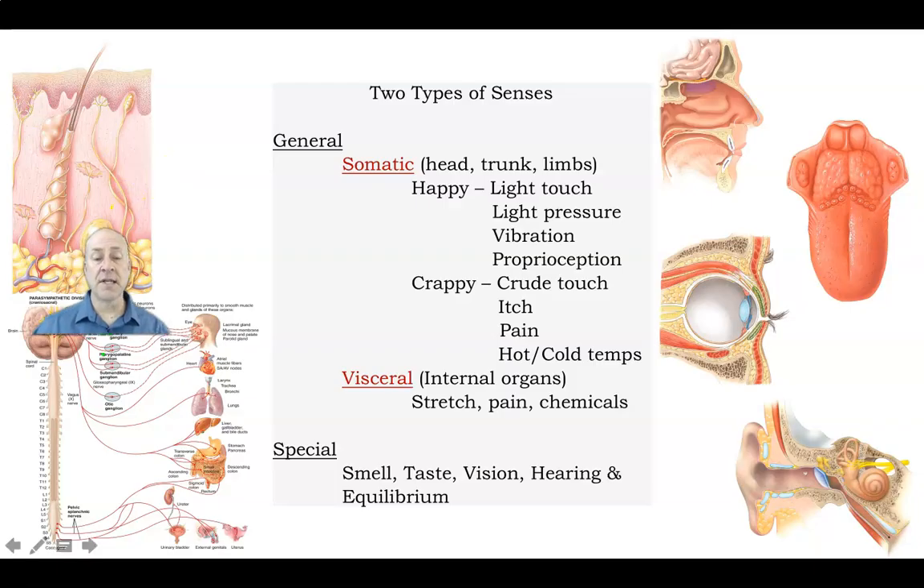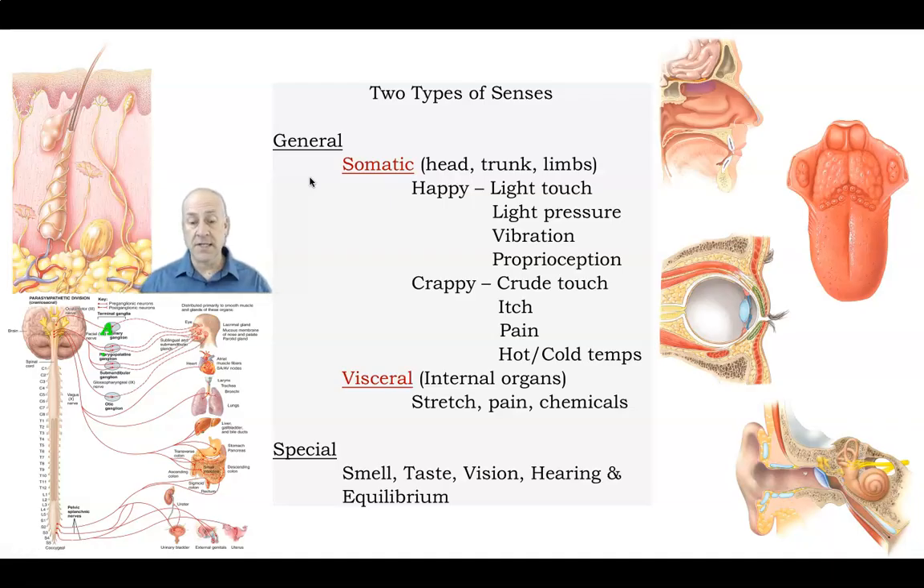And then let's break the senses up. You have 2 types, general and special. The special, I'll do the special first. Why not? They're on the right. Taste, smell, vision, hearing, and equilibrium, right? Those are the special senses. That's next chapter, chapter 17. We'll really dive into those.